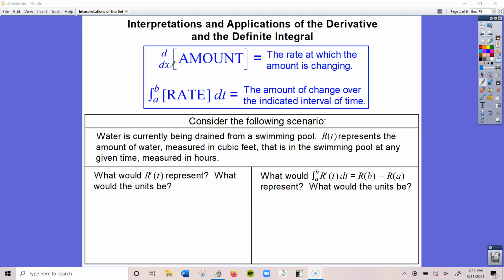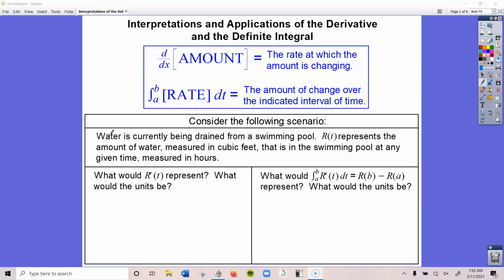Just as a reminder, when you are finding the derivative of a function, the function typically represents the amount of something. So the derivative of an amount is equal to the rate at which that amount is changing. However, when you're integrating a function, typically that function represents a rate. And so when you integrate, that value represents the amount of change over the indicated interval of time, which is the a to b as shown on the integral. So let's look at this scenario to see how we can interpret those answers.